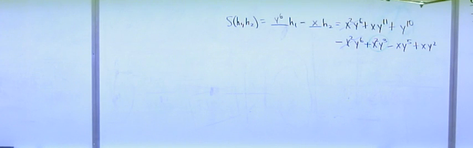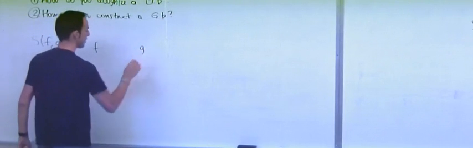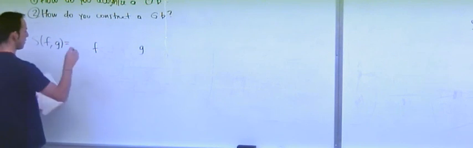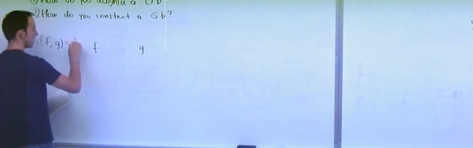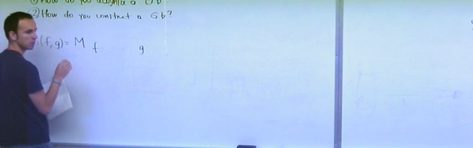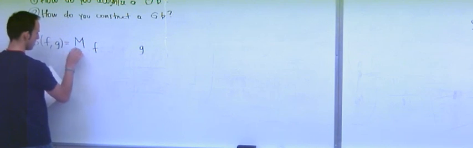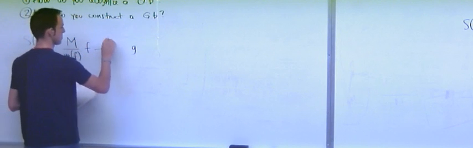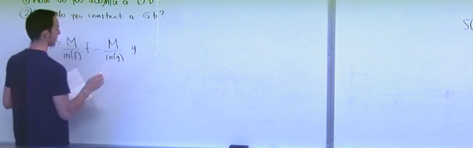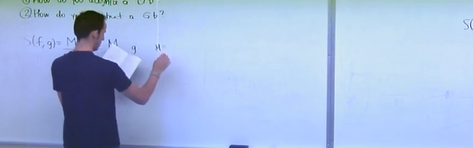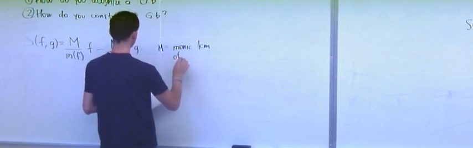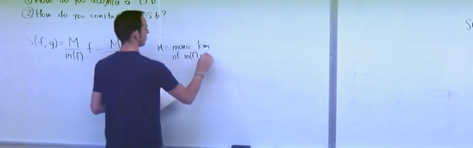S of f comma g is going to be a combination of f and g. And what combination is it? Well, basically, what I want to do is make these guys have the same leading term. And the way that I do that is that I multiply by the least common multiple of those leading terms and divide by the initial term of this guy. And I do that here too. Where m is the monic least common multiple of the initial term of f and the initial term of g.